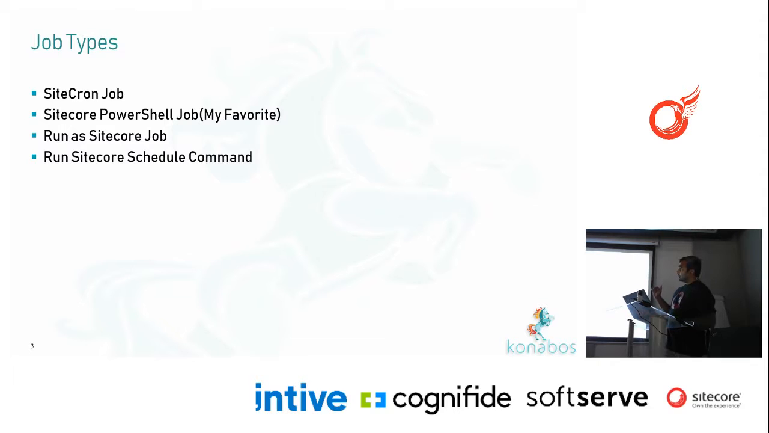The second one, which is my favorite, is the PowerShell job. The reason for that is 99% of my jobs are all PowerShell based. You could do a ton of things. It's not just what SPE can do with Sitecore, but what SPE can rely on base PowerShell commands itself to call REST-based APIs, call different APIs, do different things.